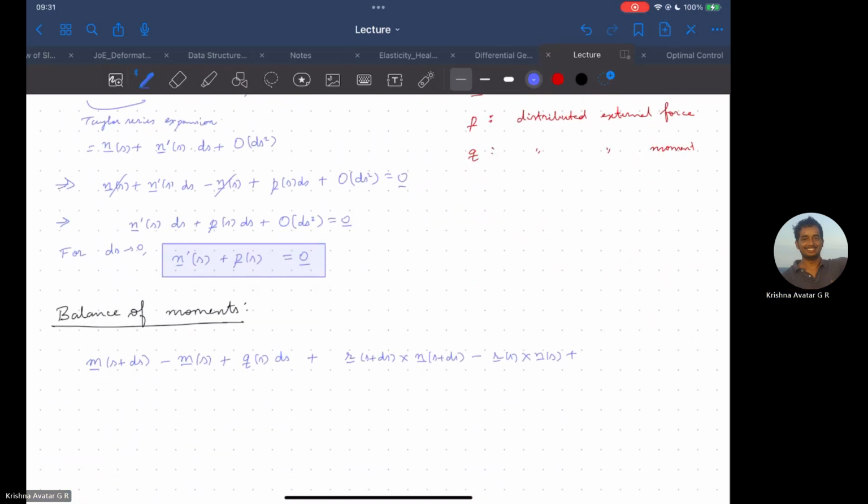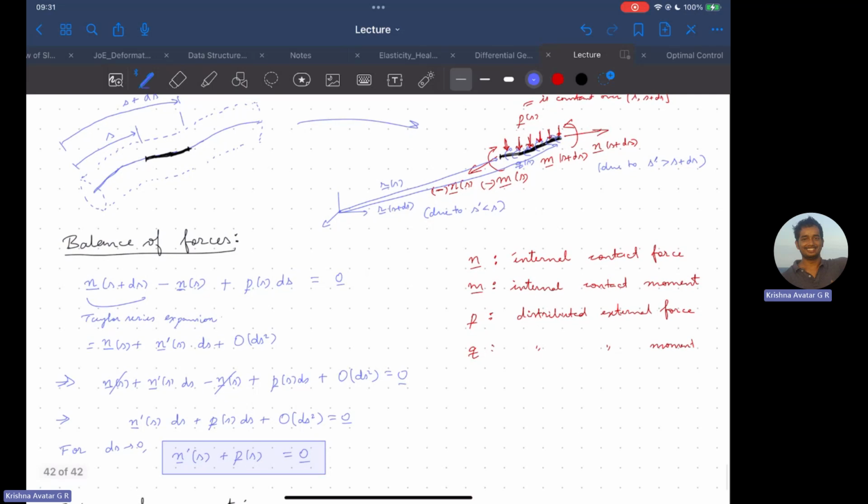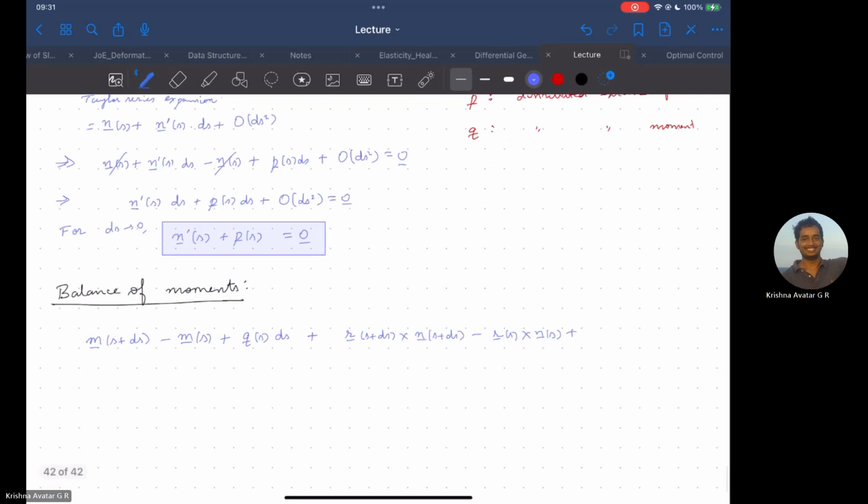And since this segment is so small, we can just take the midpoint of it. Just call it r of s plus ds by 2 cross p vector of s into ds. This is just because we are taking a small interval of length ds, and p of s is almost assumed constant over that.